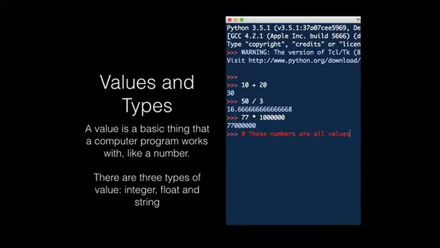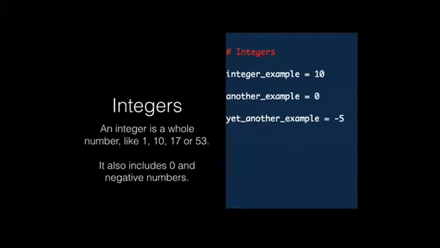Next, values and types. A value is just the scientific way of referring to something that a computer program works with, such as a number. There are three types of values: integer, float, and string. Let's have a look at what they are. An integer is simply a whole number, such as 1, 10, 17, 53, 72, 59, 100 million. It also includes 0 and negative numbers.